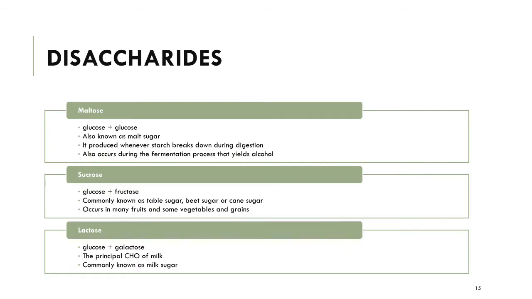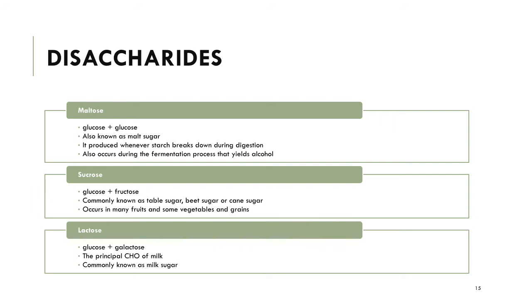Next, we talk about the disaccharides. Remember, maltose is a disaccharide made up of 2 units of glucose chemically bound together. In the industry, we sometimes call it malt sugar. It's produced whenever starch breaks down during digestion. When starch is broken down during digestion, it forms maltose, before it undergoes further digestion to give you glucose. It is also formed during the fermentation process. When carbohydrates are fermented, they yield maltose and sometimes alcohol.